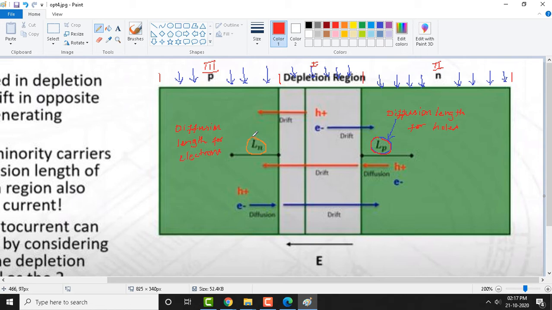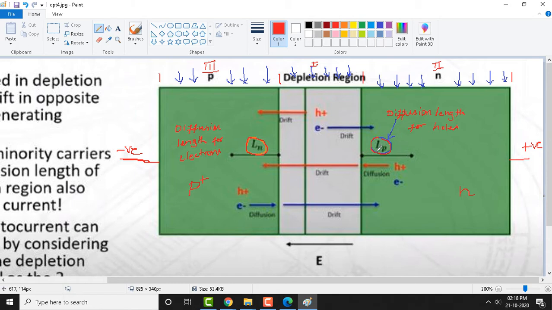Why is Ln taken along this P side? Any idea? Always see Ln will be on the P region. This is a type of diode, a P plus N diode, under reverse bias. So we need to connect this to the negative terminal of the battery, and the N region should be connected to the positive terminal of the battery. And you can see the photons are made to fall here.